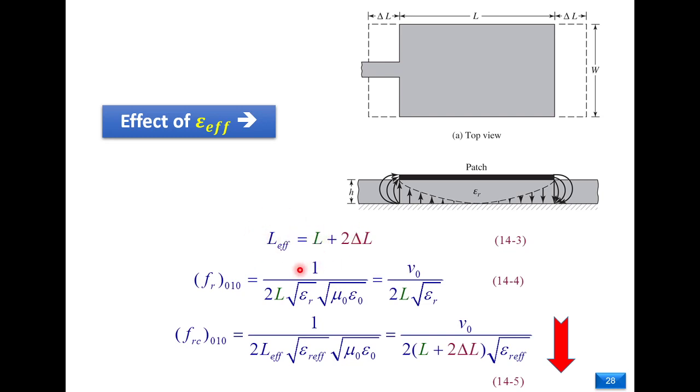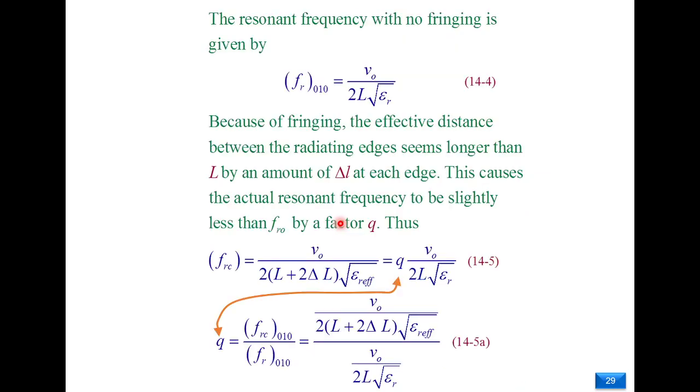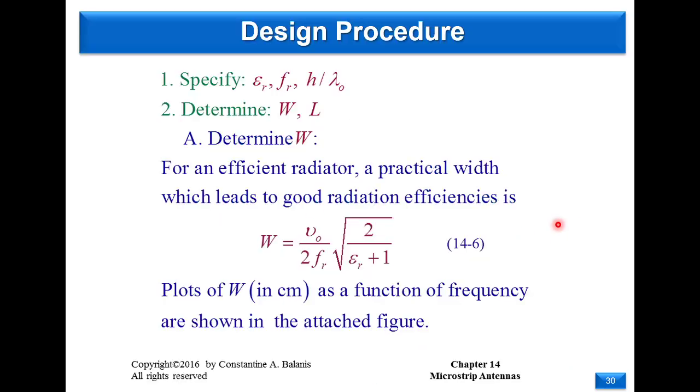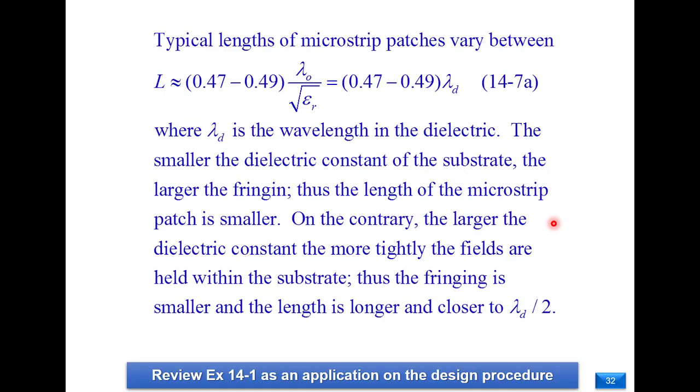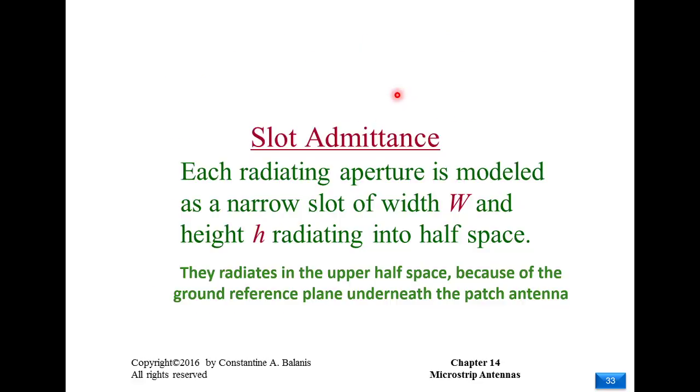So this is what this slide is saying, and this is why we are interested in epsilon effective. Epsilon effective is responsible for the extra length that is happening. So the effective length of the microstrip is larger than its physical length. For the microstrip to resonate at lambda by 2, the physical length needs to be less than lambda by 2. And this factor is Q, and this Q is between 0.47 instead of 0.5 and 0.49. There is some discussion and description about how this is happening, how to find it, and so on. So you can read on your own and get a feeling for this idea.